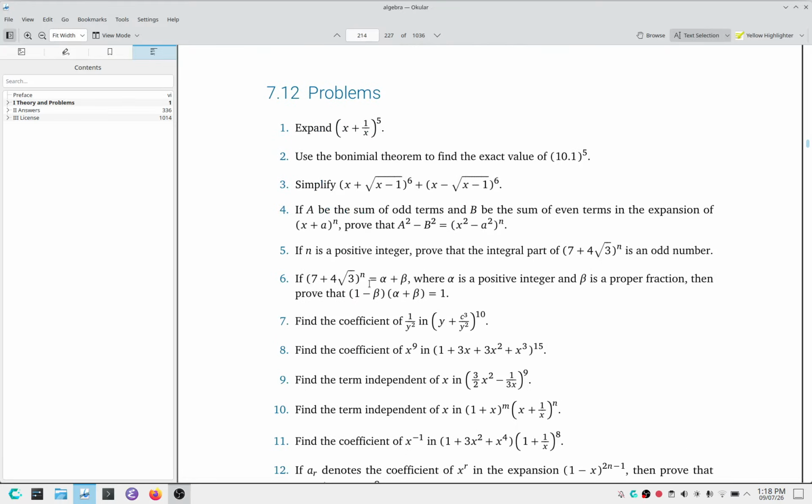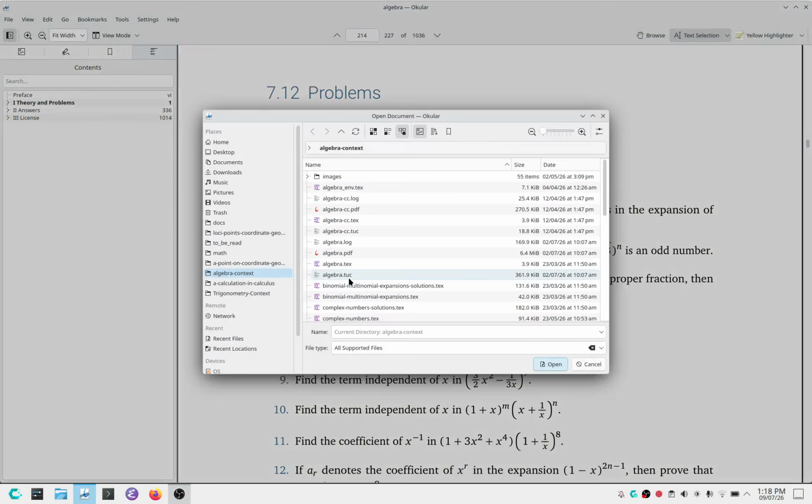Now we will solve some questions. So let me open the solution here. So we have this.